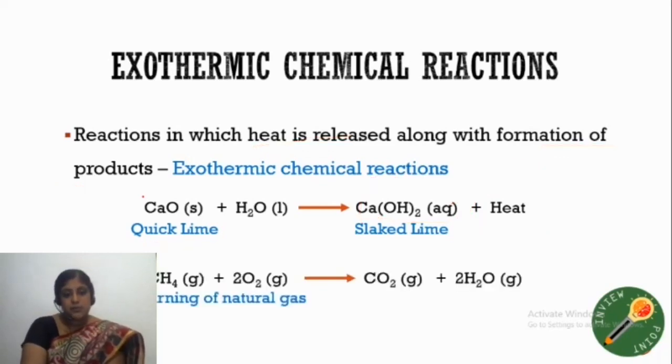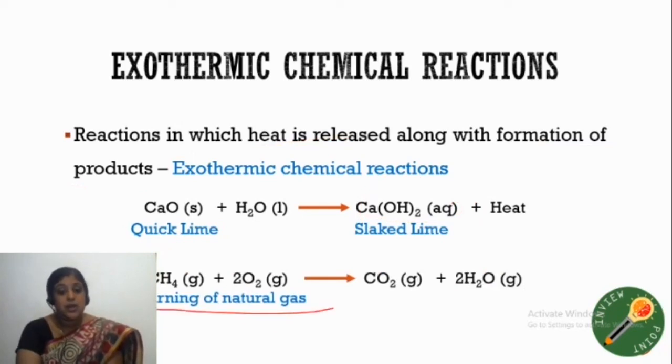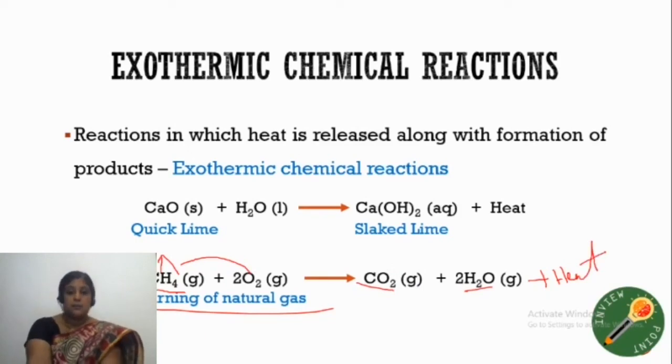Another example of exothermic reactions is burning of natural gas. Natural gas is methane, CH4. You will study methane in detail in class 10, when you learn about hydrocarbons and carbon compounds. Methane reacts with oxygen to form carbon dioxide and water, and heat is also generated along with these products. So we can say that this is an exothermic chemical reaction.